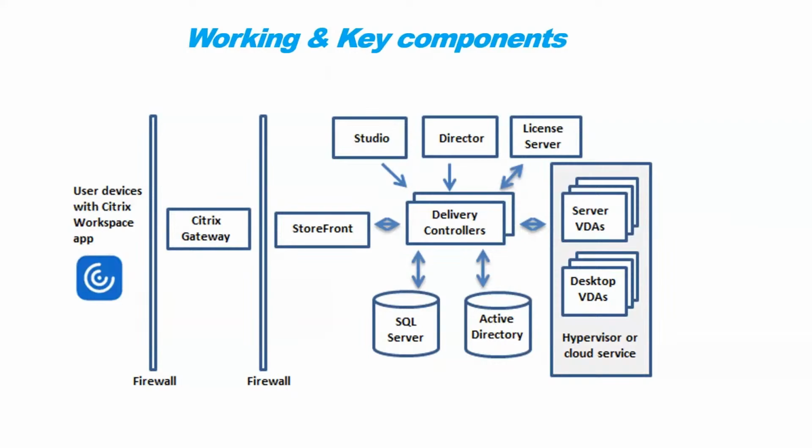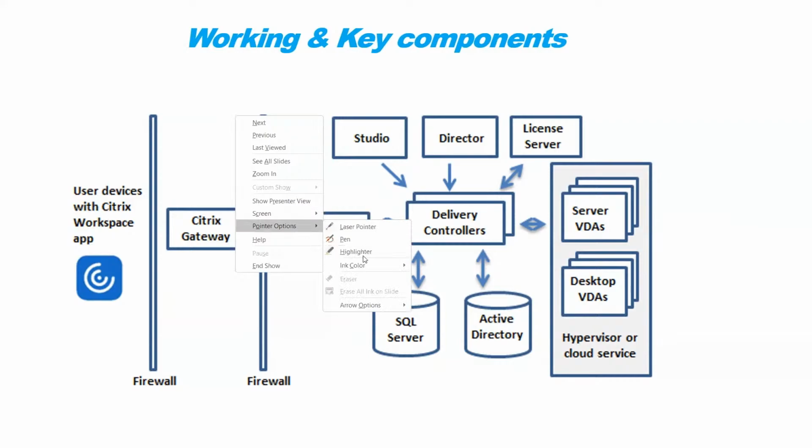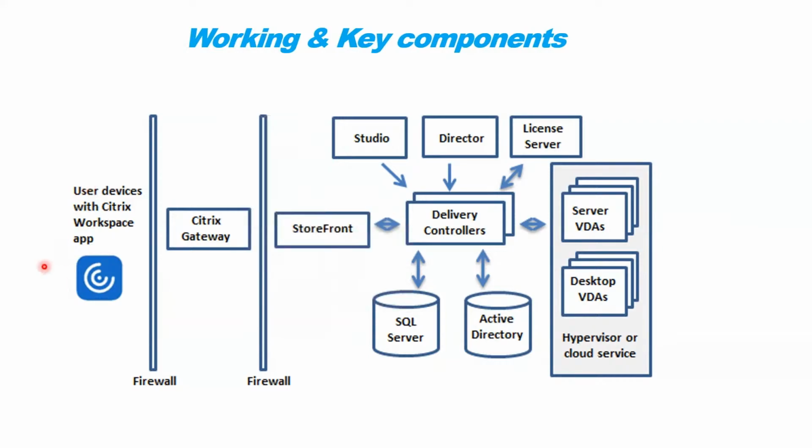This is the working and key components of Citrix. So how does Citrix work? On your left hand side is the end user device. It could be a laptop, desktop, mobile, Android, tablet, PC, whatever it is. On the end user device, we have to install one application known as Citrix Workspace or Citrix Receiver, and one web browser is required. You can use Google Chrome or Firefox, any web browser.